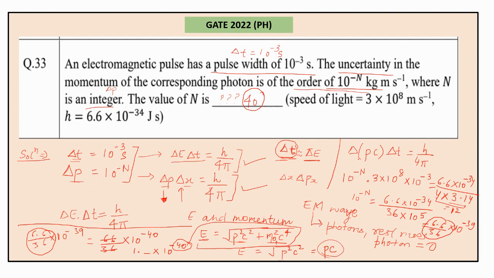Put pc here. The p value is given to us, the c value is given to us, and the delta t value is given to us, equal to h upon 4 pi. The h value is given to us, 4 into 3.14. Just do the simple calculation and you will get your n value. I think it's correct. Got it, everyone? Shall I move to the next question?